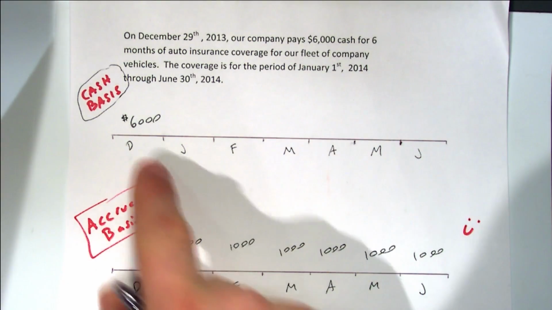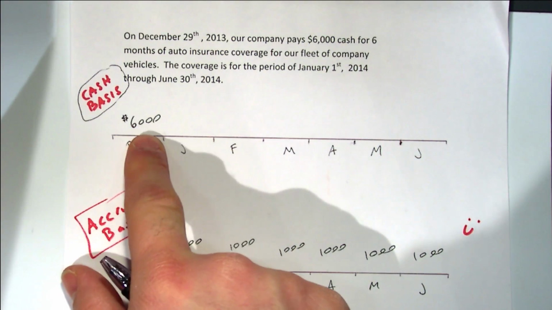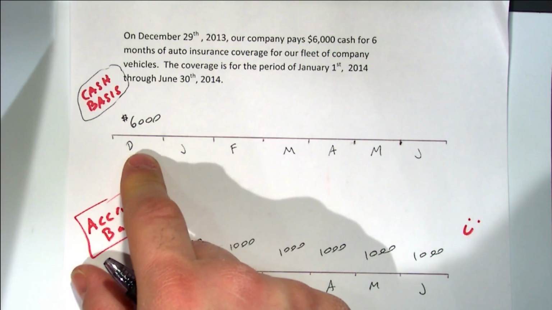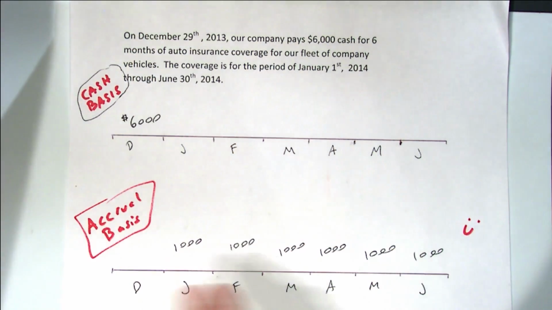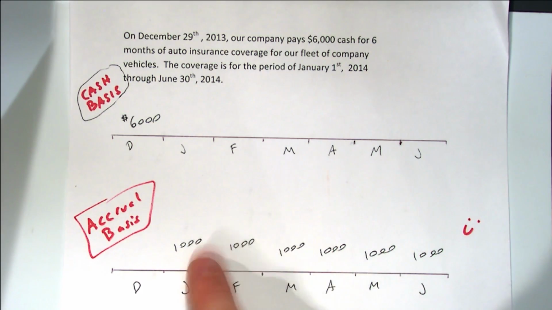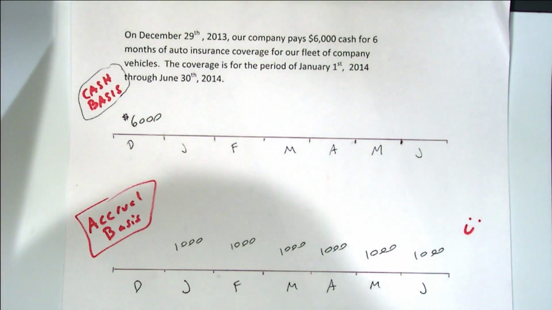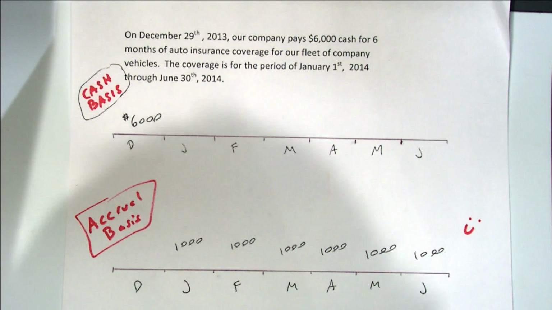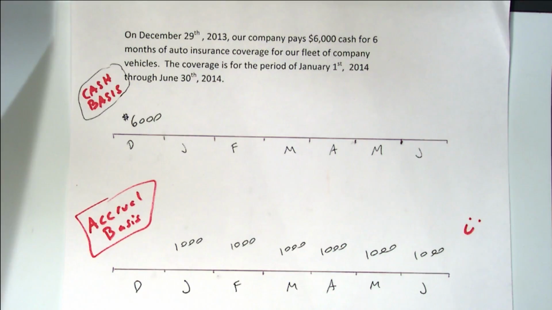This is just the cash basis, $6,000 of expense is recognized in December, the month of payment, whereas with the accrual basis, we recognize $1,000 worth of expense in each of the 6 months for which we received coverage. Understand? Did you have a question, Marina?